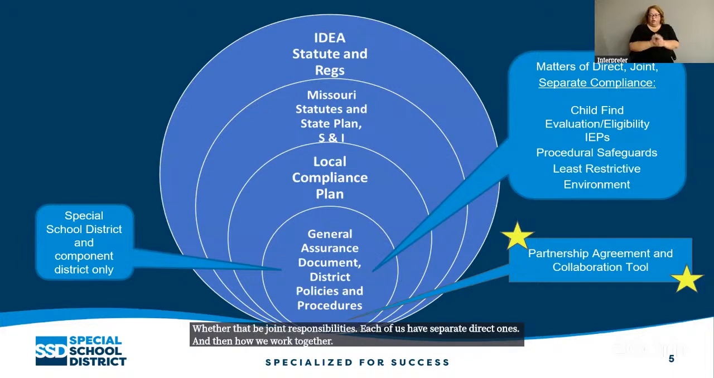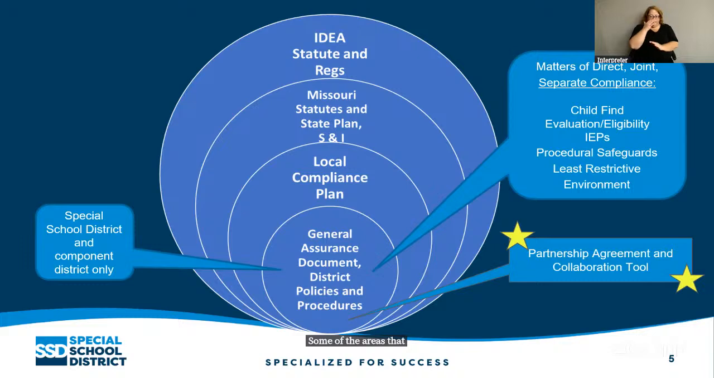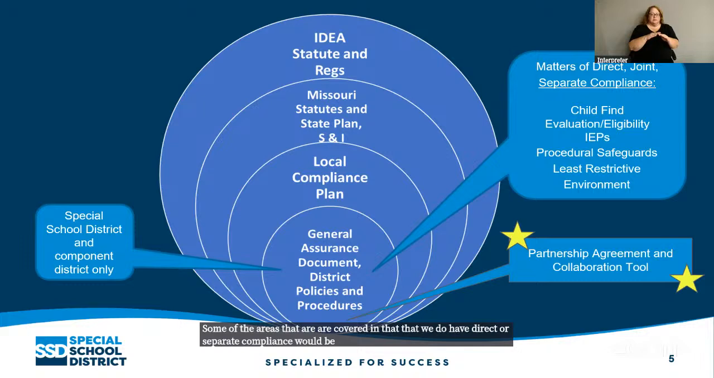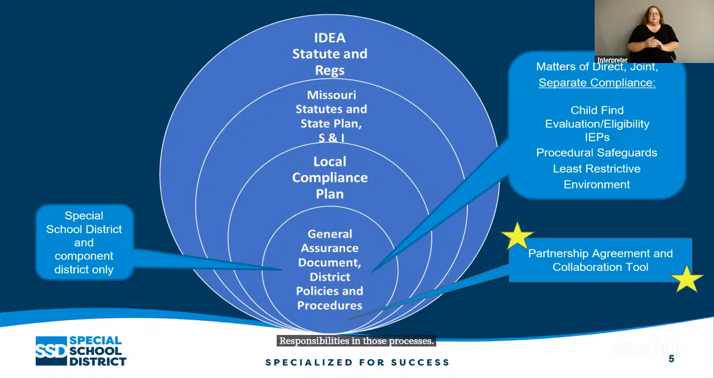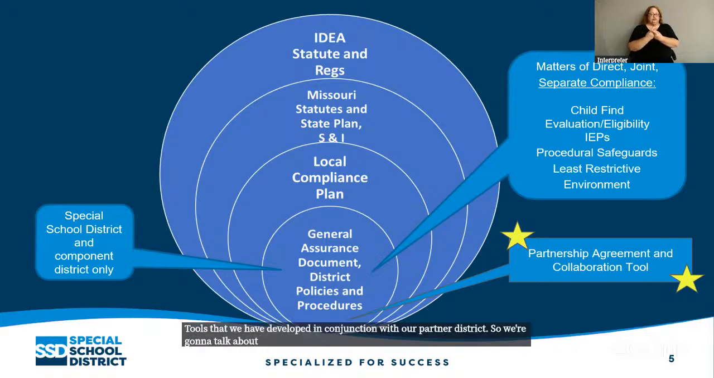Some of the areas that are covered in that where we do have direct, joint, or separate compliance would be child find, our evaluation and determination of eligibility for special education, how we develop IEPs, our procedural safeguards, and our least restrictive environment, because many of those, as we know, are a team approach, and we both have responsibilities in those processes. Tools that we have developed in conjunction with our partner districts that we're going to talk about tonight are the partnership agreement and the principal coordinator collaboration tool. Next slide, please.